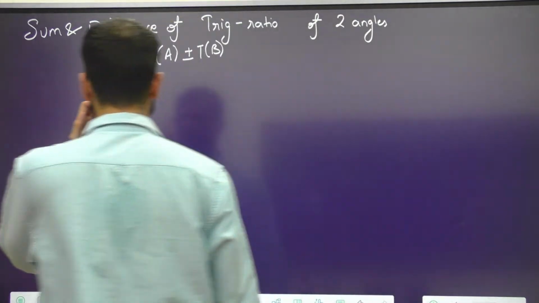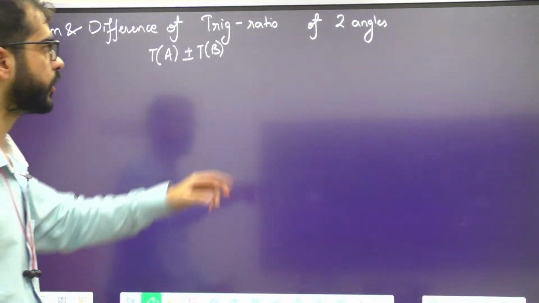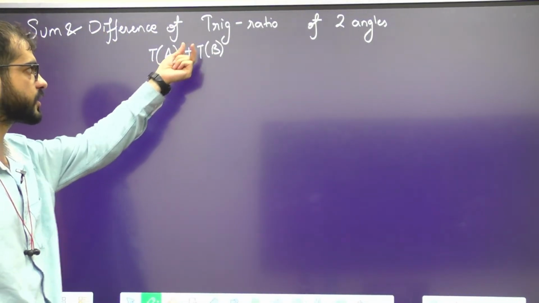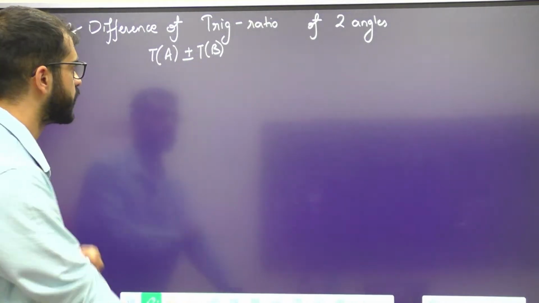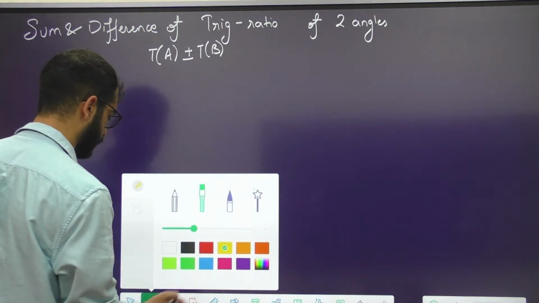Now let's discuss the next set of formulas, which is known as the sum and difference of trigonometric ratios of two angles. That is to say, the trigonometric ratio of A plus or minus the same trigonometric ratio of B. Let's quickly revise what we have studied in the previous lectures.